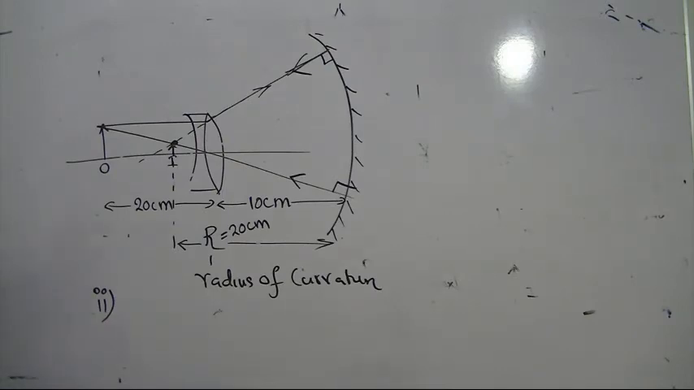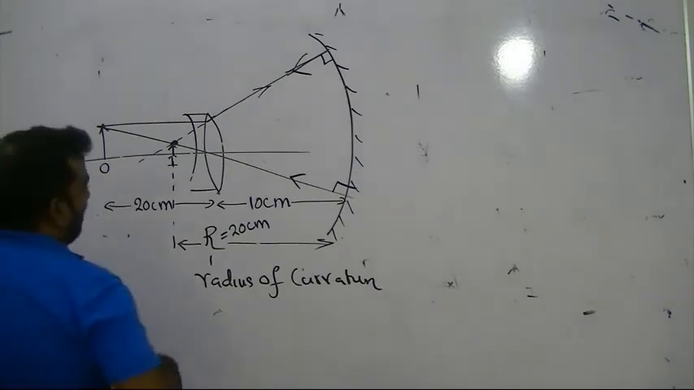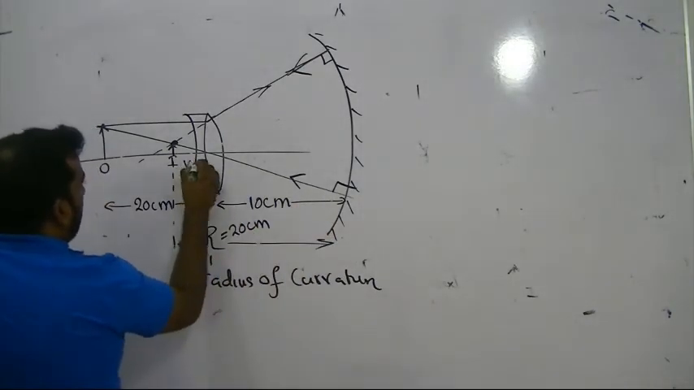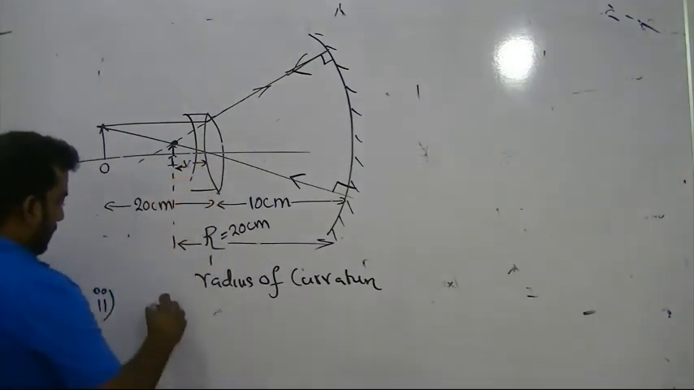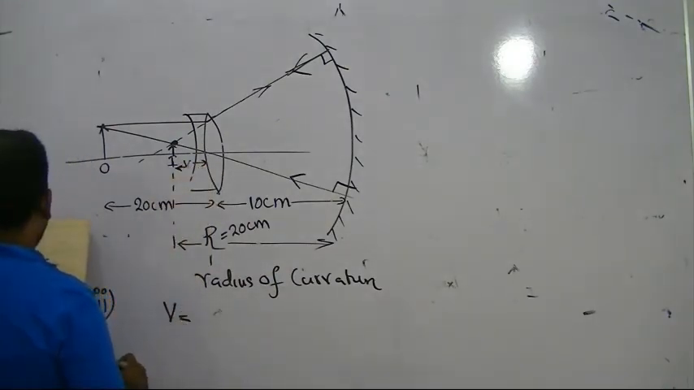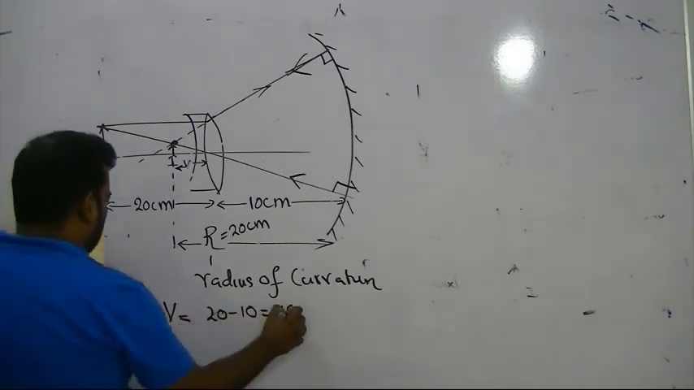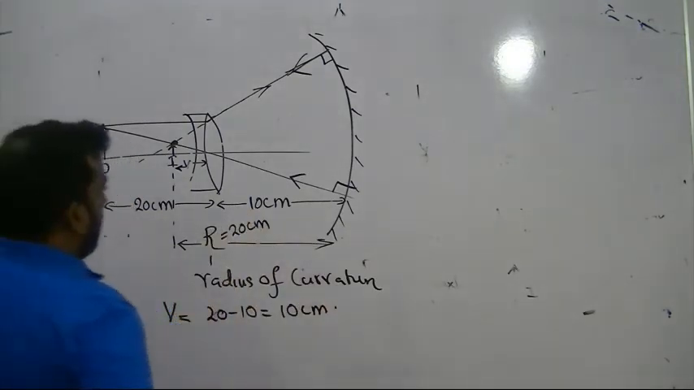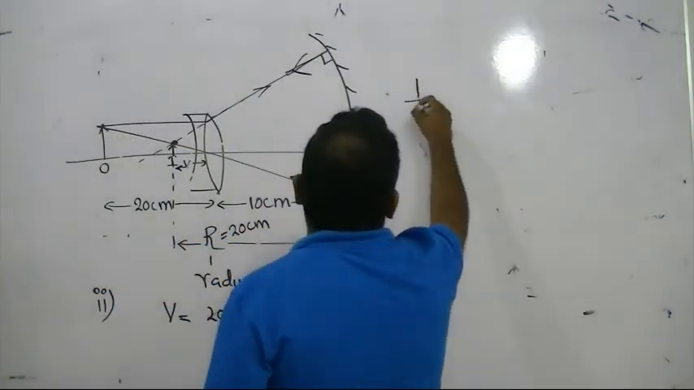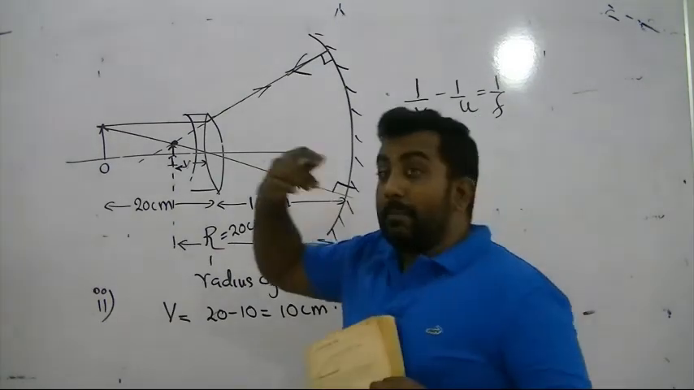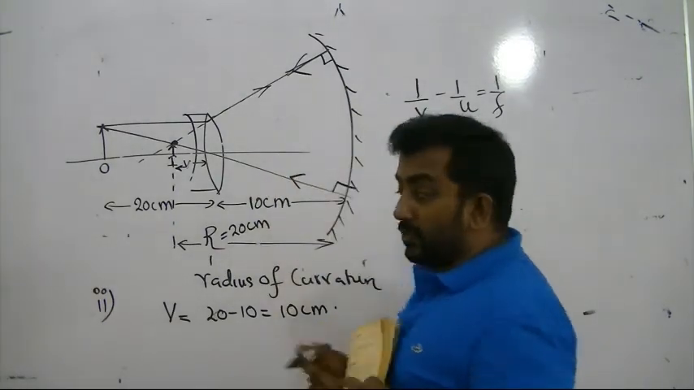Look at the board very carefully. Here to here 20, here to here 10. So image distance can be found. What's the image distance? V is equal to 20 minus 10 centimeters. Now we apply the lens equation: 1 over v minus 1 over u equals 1 over f. Remember, mirrors are taught in O levels now. Okay?